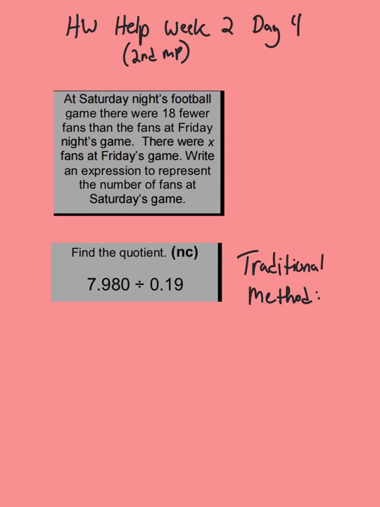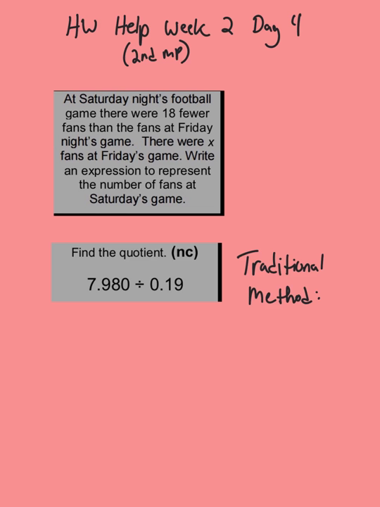So let's get started with the second problem here. This says, at Saturday night's football game, there were 18 fewer fans than the fans at Friday night's game. There were X fans at Friday night's game. Write an expression to represent the number of fans at Saturday's game.